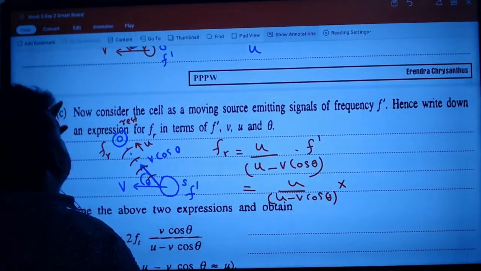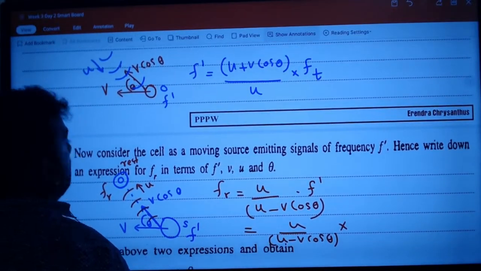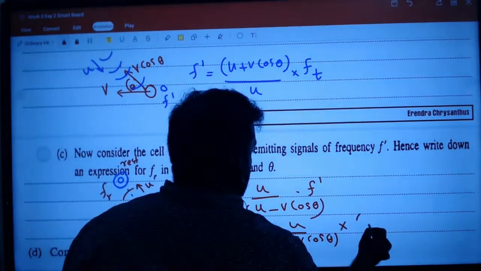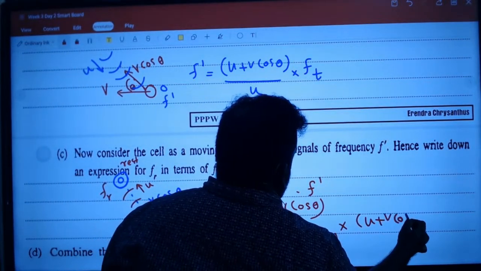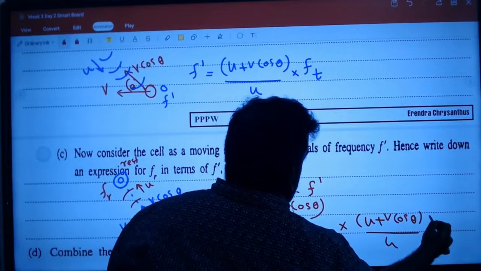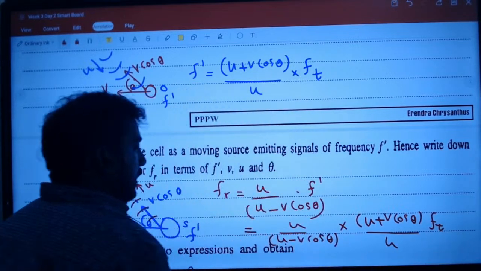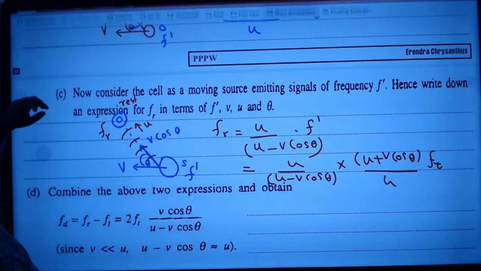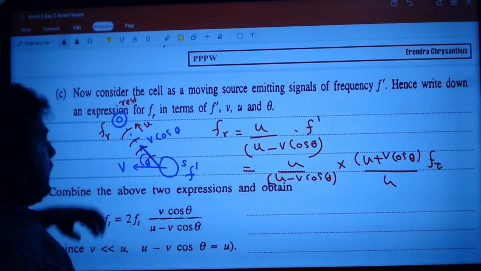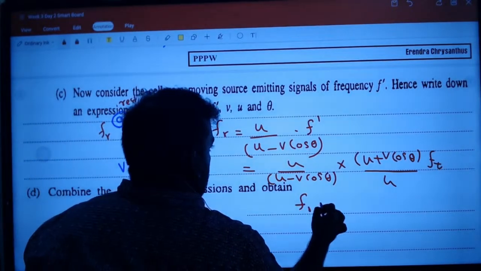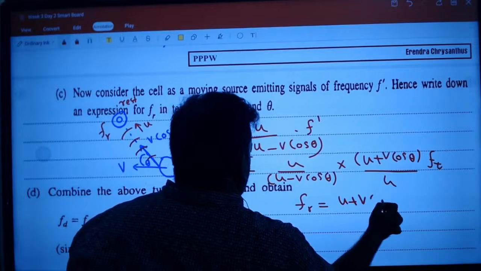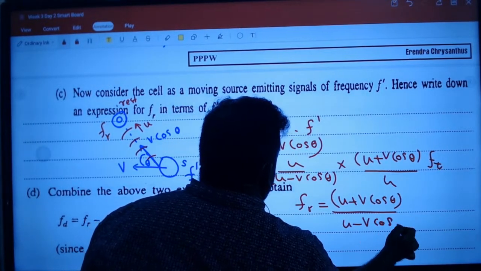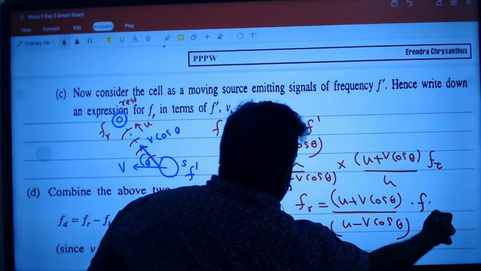F dash. Here you go. u plus V cos theta divided by u times ft. The u cancels off. From this you can say the received frequency is u plus V cos theta divided by u minus V cos theta times the transmitted frequency.